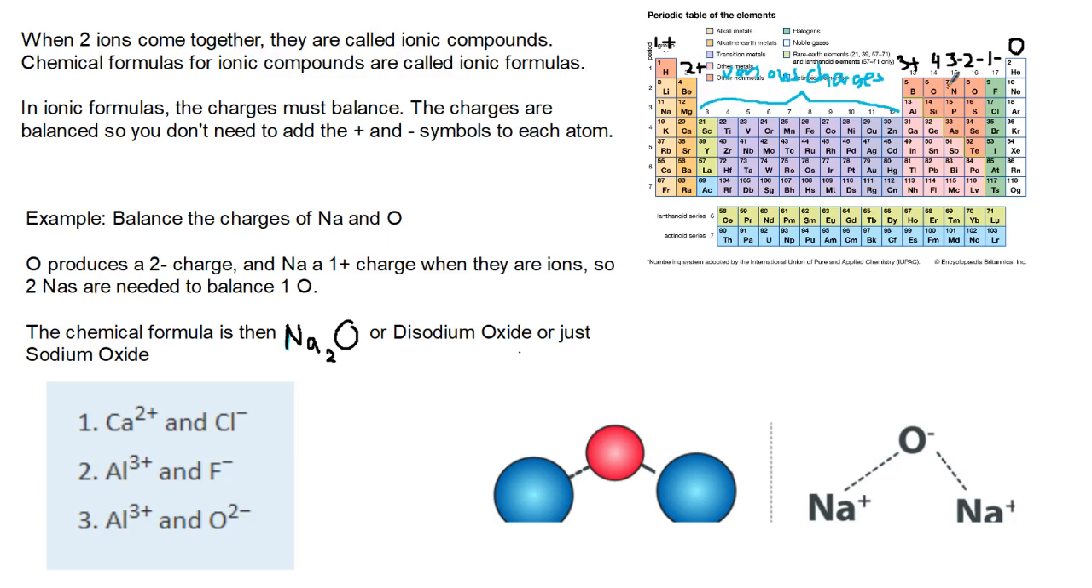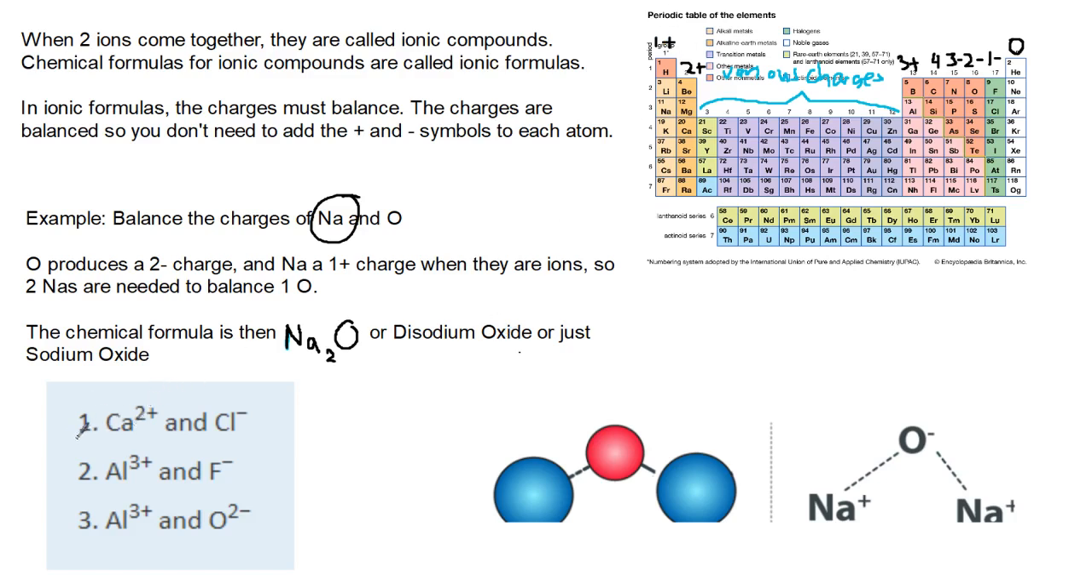So you've got to balance out the charge by having the right number of atoms, right? Oxygen produces a 2 minus charge, so oxygen gains 2 electrons. Where are they going to gain the electrons from? They have to gain them from sodium, right? But how many electrons does sodium give? It gives 1. So you need 2 sodium to combine them together to make disodium oxide, or just sodium oxide, right?